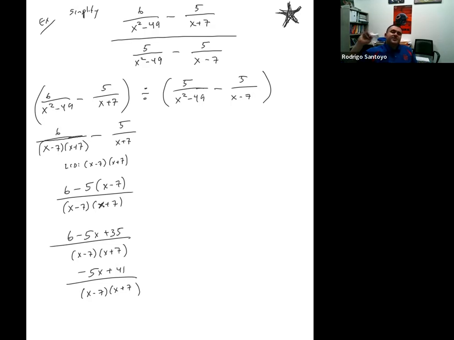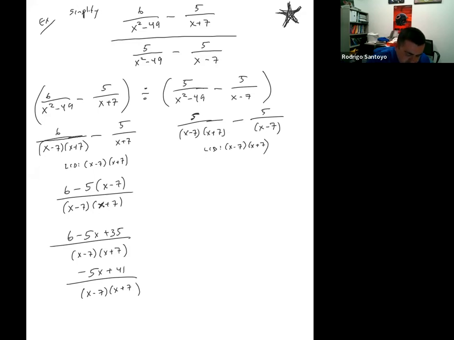And now we just repeat the process on the other side. Right, we start working on the other side, in a pretty similar way. Right, this is 5 over x minus 7, x plus 7, minus 5 over x minus 7. We got the same LCD. And I'm just writing this in, but you don't have to, just to help individuals that aren't certain on how to go about that.